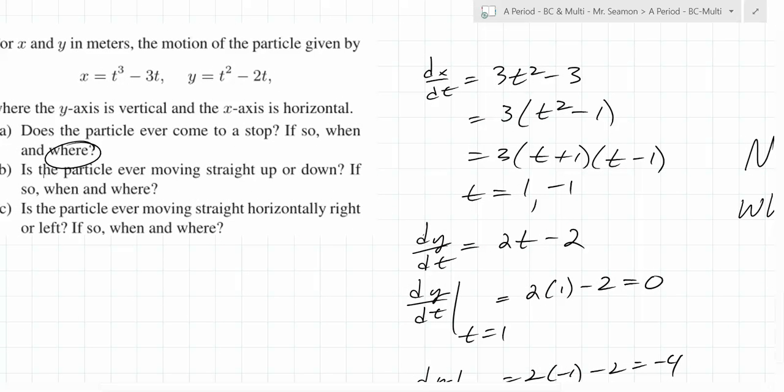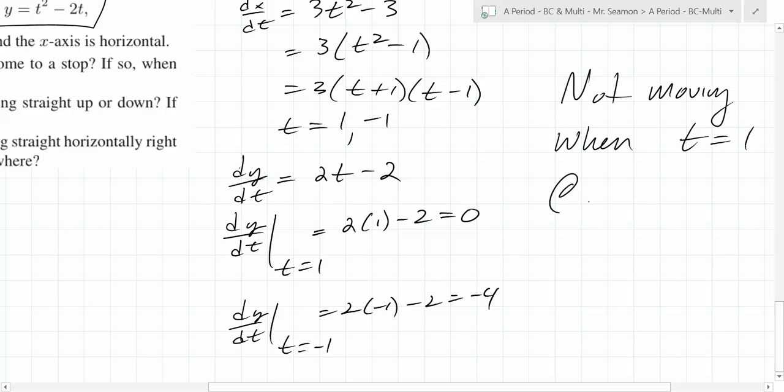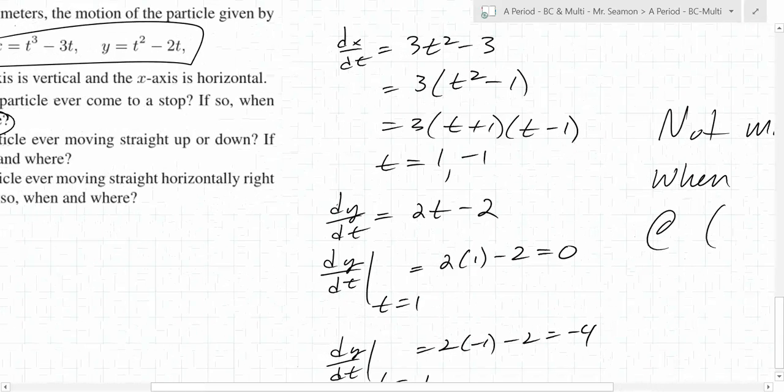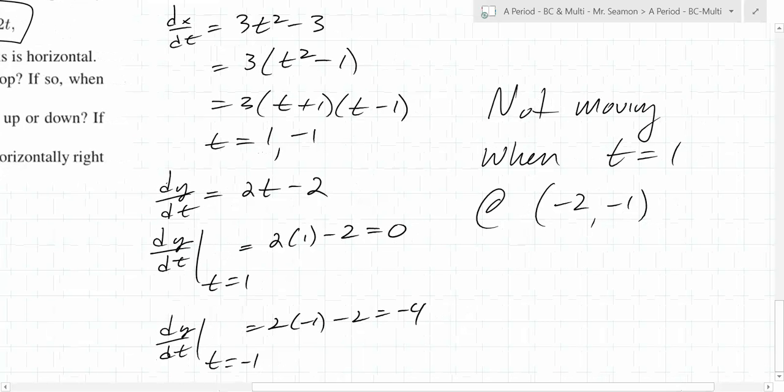So how do you find out where the particle is? You plug in the x and y values right there. When t is 1, what's the point? I think it's negative 2 comma 1. Negative 2 comma negative 1. So it's not moving here.